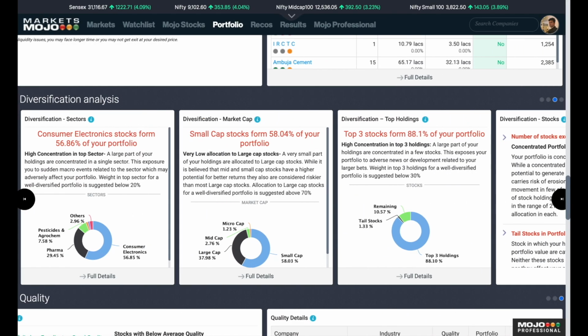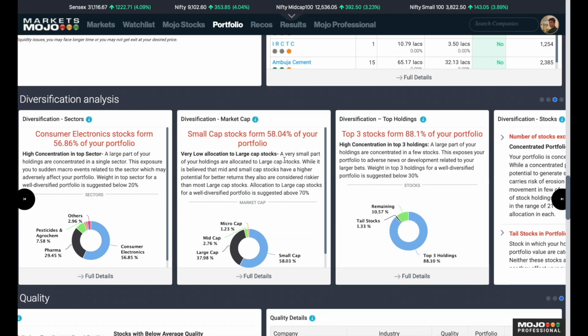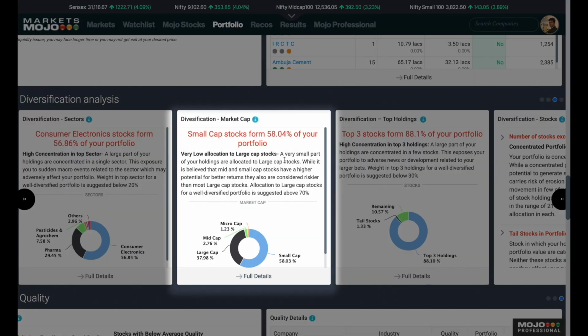Consumer electronics forms 57% of your portfolio. Any adverse news in the sector due to a sudden macro event might affect your portfolio. A very high allocation has been made to small cap stocks, making it riskier.